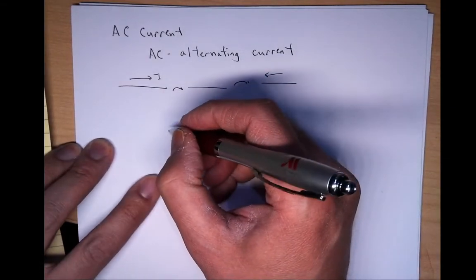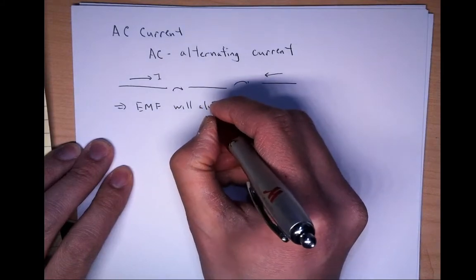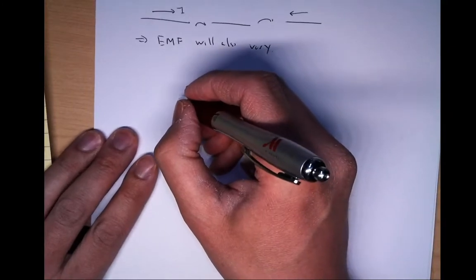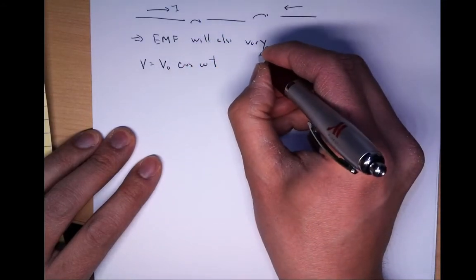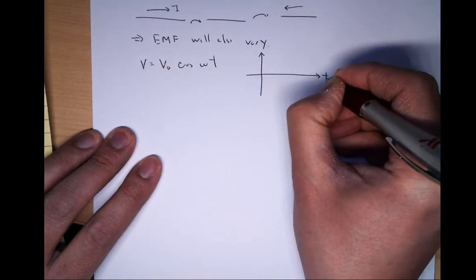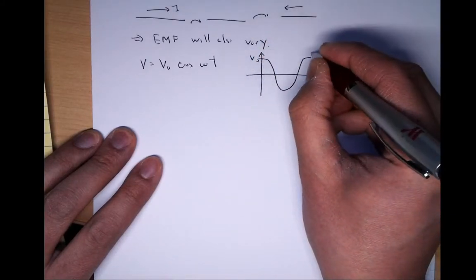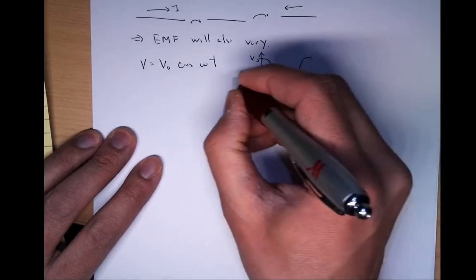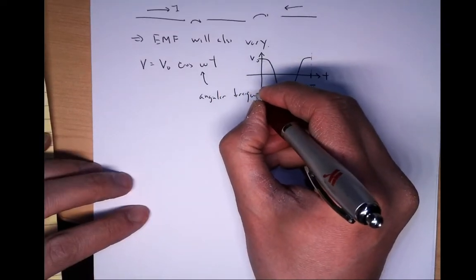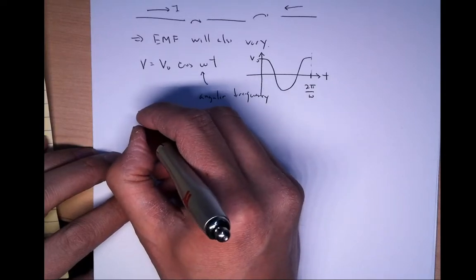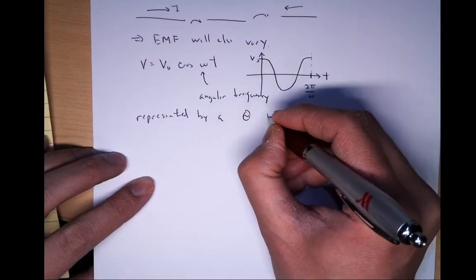And so what that means is the EMF will also vary as well. So basically, if a voltage is V0 cosine omega t, plot this thing, what it looks like as a function of t, and it's going to go like that. And this is V0 here, and this part right here is 2 pi over omega. So this omega is the angular frequency. And this is usually represented by a circle with a tilde in it in a circuit.